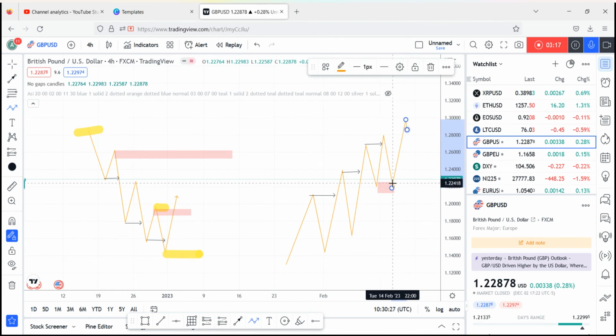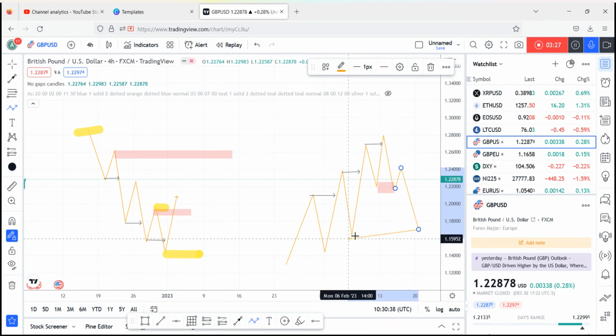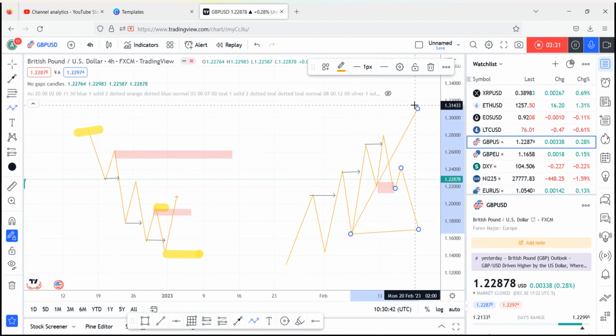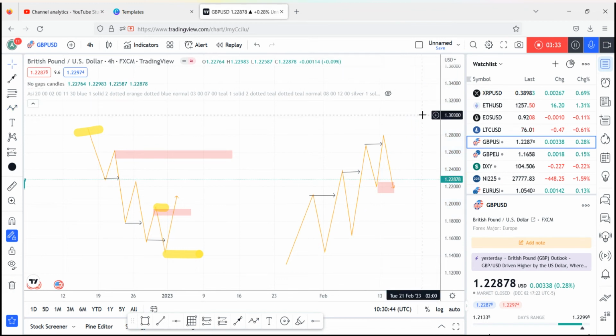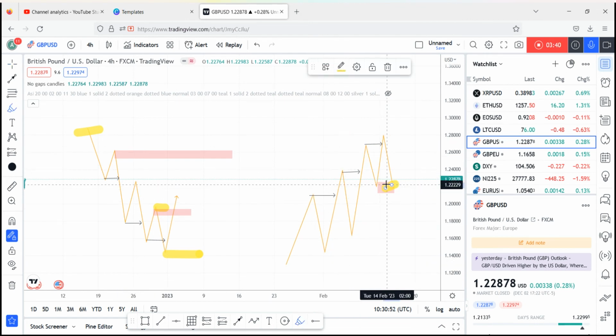But in most cases, what happens is market mitigates this demand zone, shows some reaction and goes to the downside, and then mitigates this demand zone and then goes to the upside. Right? Why does this happen? Because there is no liquidity to the upside. If we see from this order block, there is no liquidity to the upside.